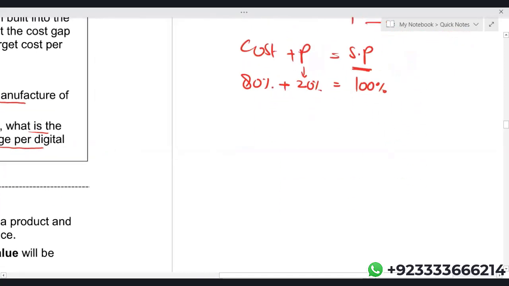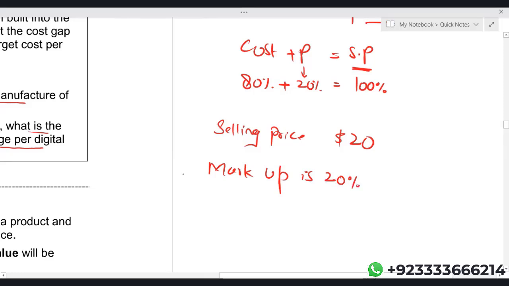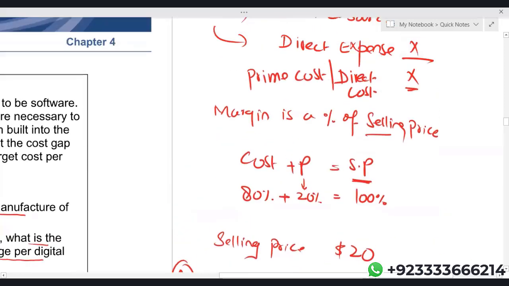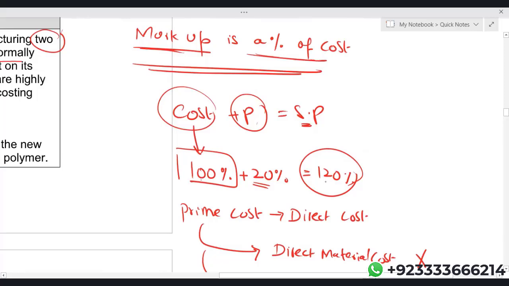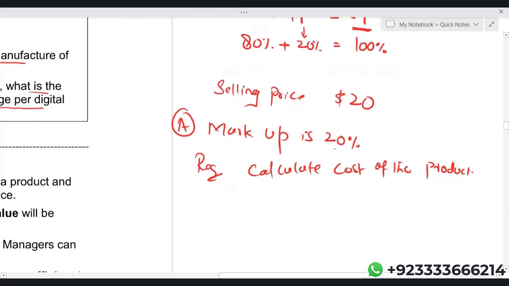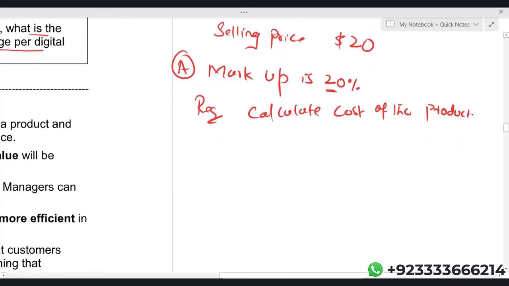More explanation? Assuming selling price is $20. Let's say examiner says markup is 20%. Part A, required, calculate cost of the product. We know that markup is a percentage of cost. In markup, your selling price will be more than 100%. Let's say markup is 20%, selling price they have given us 20, and they're asking us the cost. We know the equation, cost plus profit is equal to selling price. And logically, markup is 20%, so obviously the cost is 100%, and your selling price is 120%.